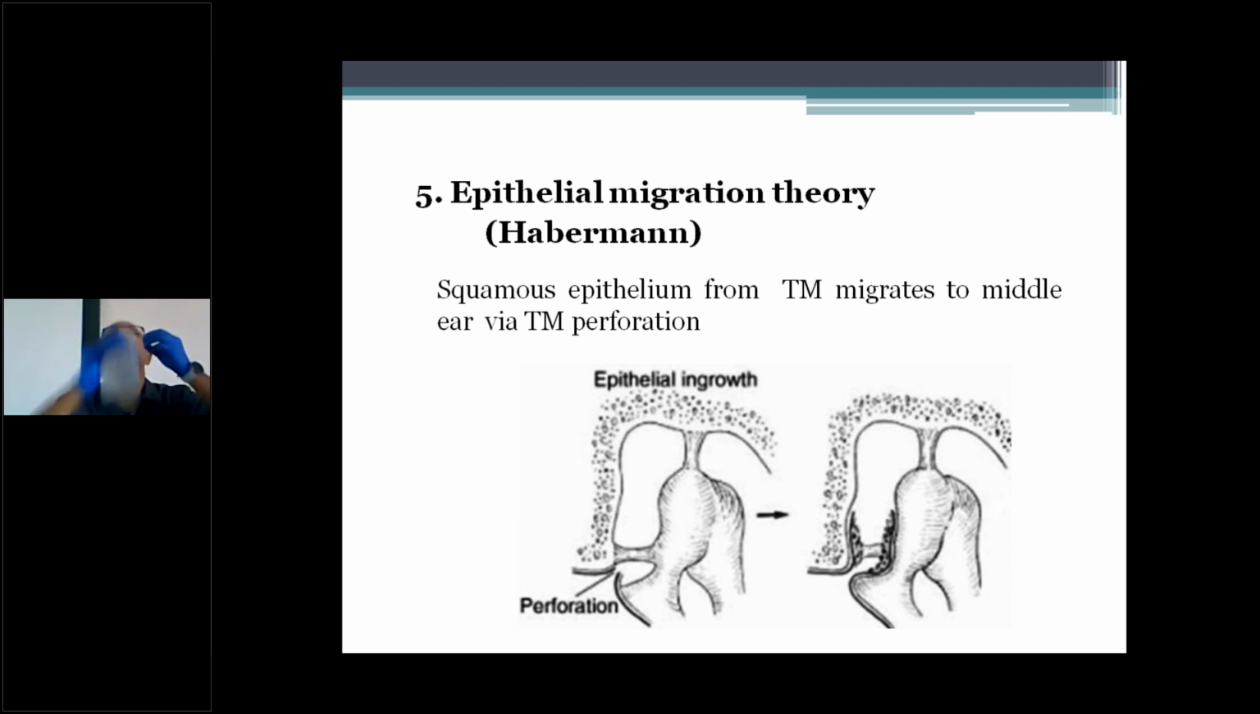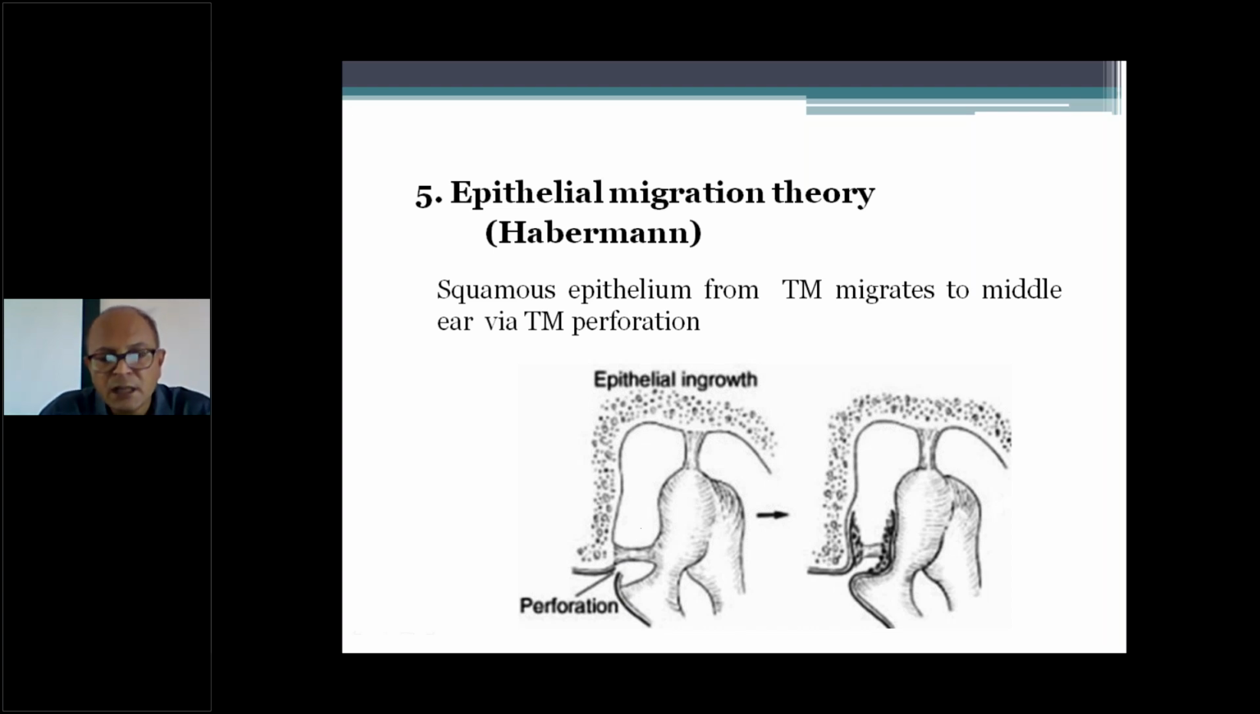So what happens if the retraction goes on and the negative pressure is not relieved with time? At some point, the membrane gives way and breaks, and that leads to a perforation. That leads to the development of a marginal perforation, and through this marginal perforation, epithelial debris, this squamous epithelium, can migrate.